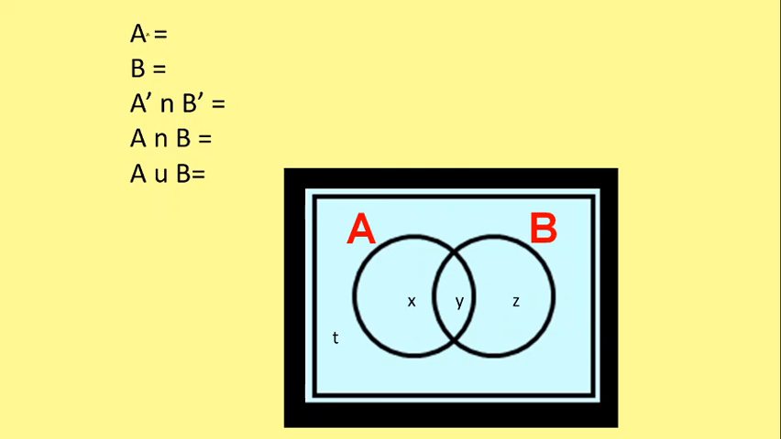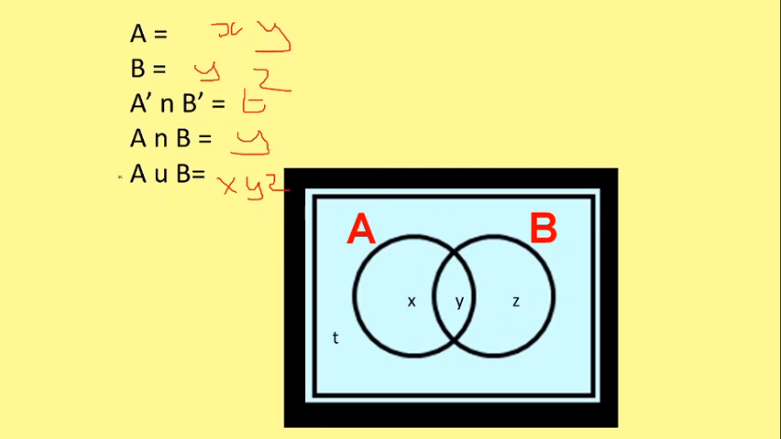So what letters are involved in A? That's going to be X and Y. What letters are involved in B? It'd be Y and Z. Not A and not B is actually just going to be T. A and B is going to be Y. And A or B is going to be X, Y, Z.